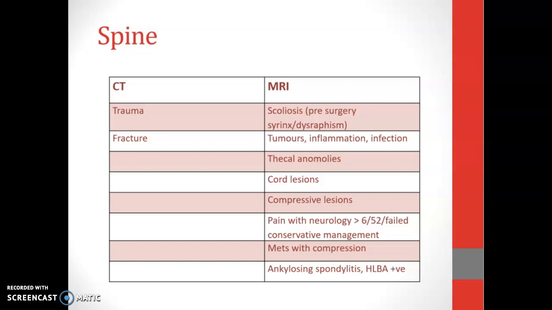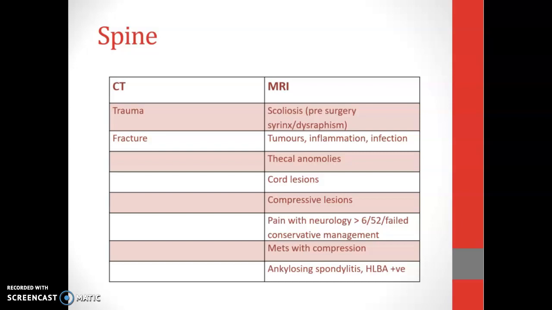Any thecal anomalies? Any suspicion of cord lesions, compressive lesions, pain with associated neurology for longer than 6 weeks that has failed conservative management? So in some trusts at the minute, that has to be bilateral because that indicates your red flags. Unilateral, normally they will not give you an MRI scan because again, that doesn't change your patient's pathway.